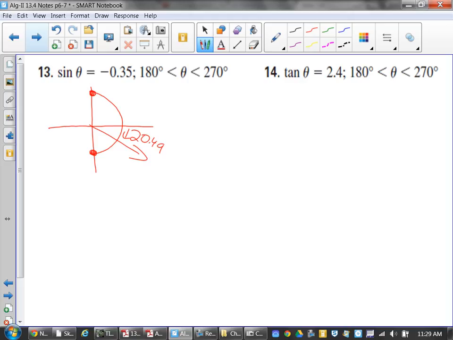When you bounce that into your third quadrant, you're adding 20.49 to 180, and you get 200.49. That's it. You're just mirroring values into other quadrants with decimals, as opposed to when we did that with our 30, 60, 90s before.